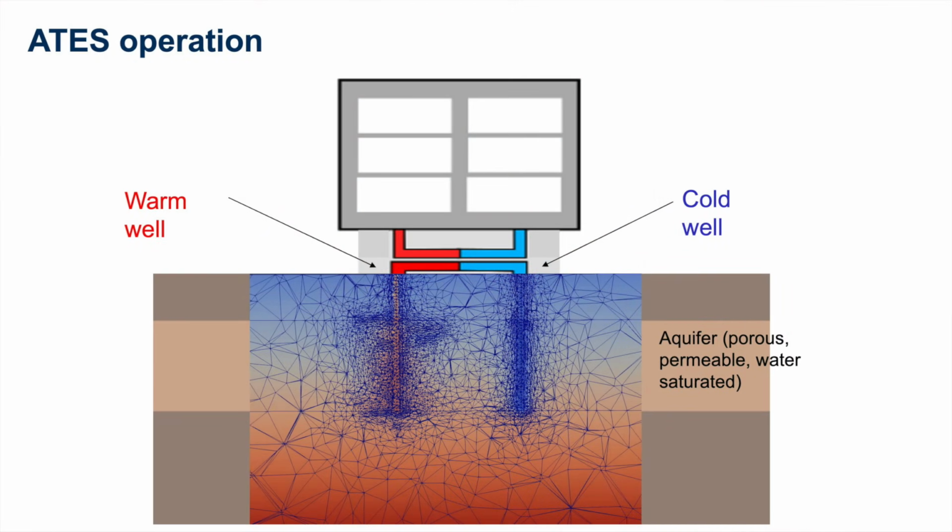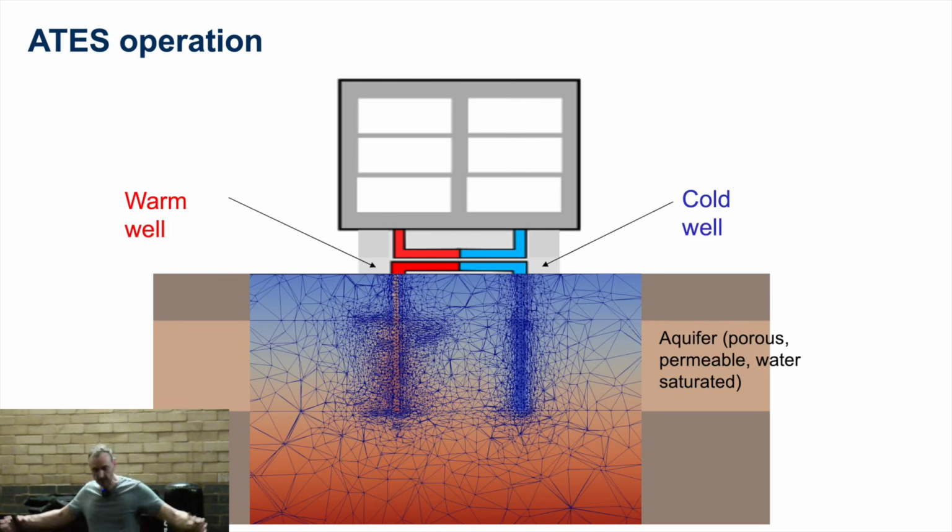And if this little movie is going to play, it's not great resolution, but this is a little numerical simulation showing an ATES system in action. This is the aquifer, and that's the building. And the warm plume builds out in the summer and then gets sucked in again in the winter. And the cool plume builds out in the winter, and gets sucked in again in the summer. So we're making these plumes of hot and cool water that grow and shrink as the seasons pass.